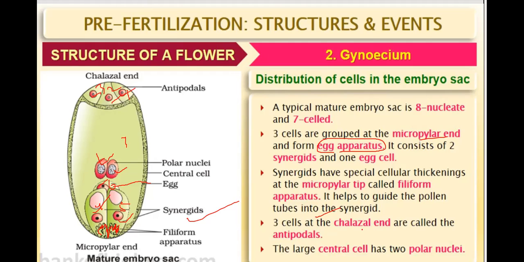3 cells at the chalazal end are called antipodal cells. The chalazal end has 3 cells, and these are called antipodal cells. The large central cell has 2 polar nuclei. This is the large central cell. It has 2 polar nuclei, 1 nucleus and the 2nd nucleus.